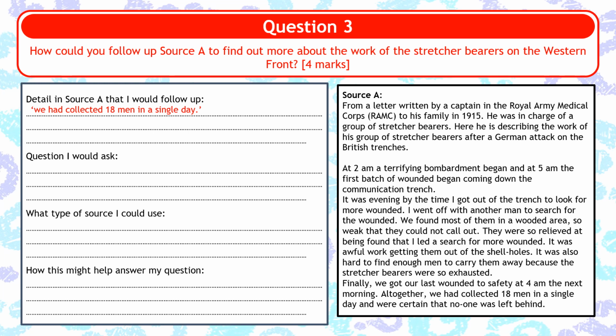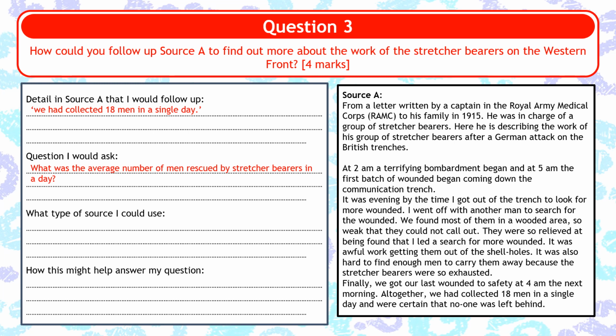I'm quite interested in that because that's quite a high number of people to physically collect off no man's land and get away with it successfully, but I want to find out a bit more about the work of the stretcher bearers. So this is my question that I would ask. What was the average number of men rescued? So is 18 the average? Is it lower or is it higher? So I'd want to find out a bit more. For example, is 18 a record or is it below average?